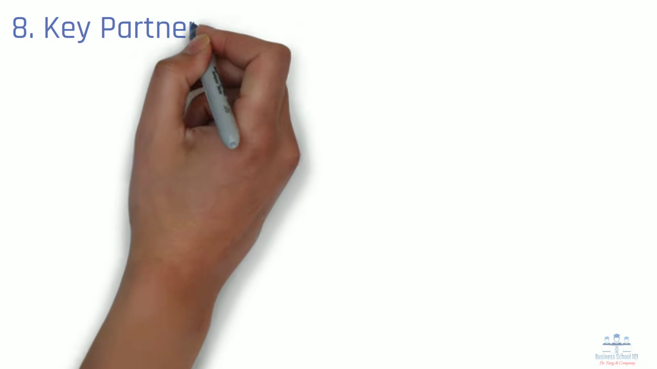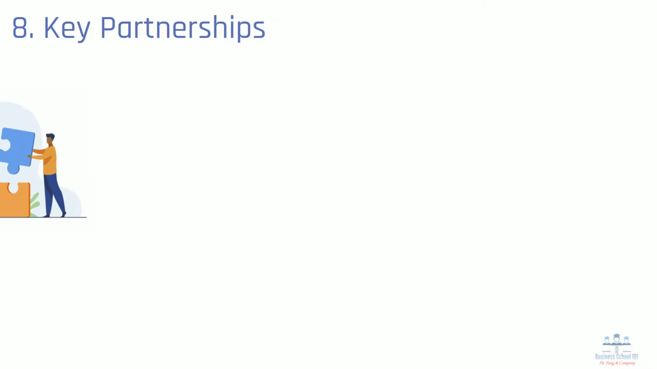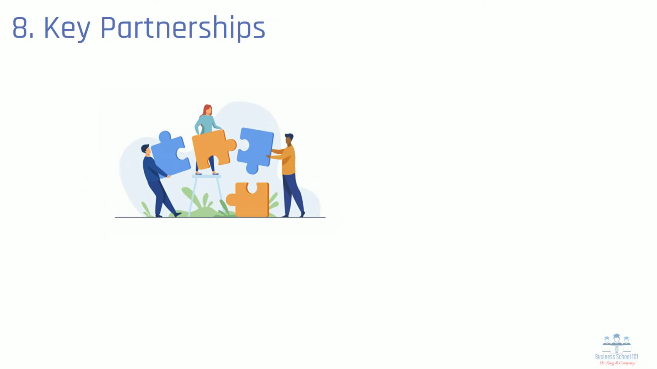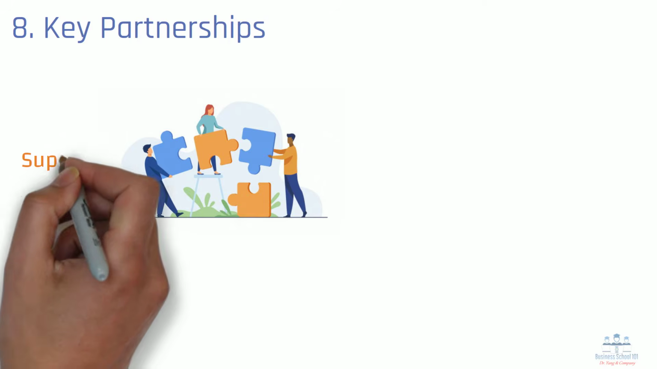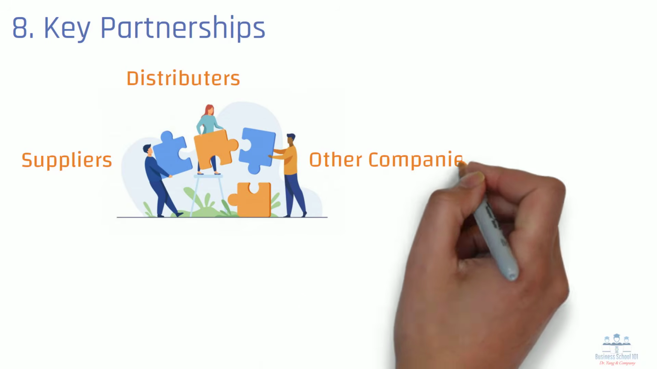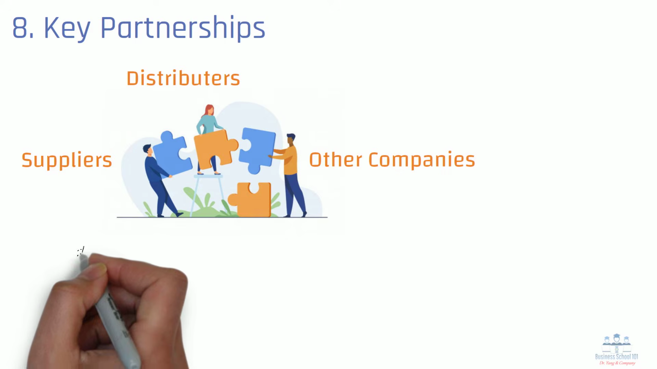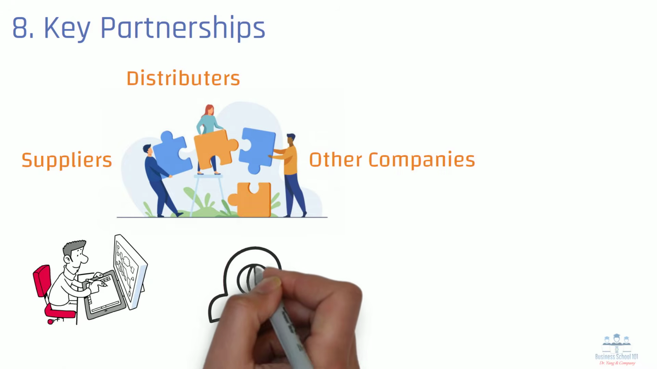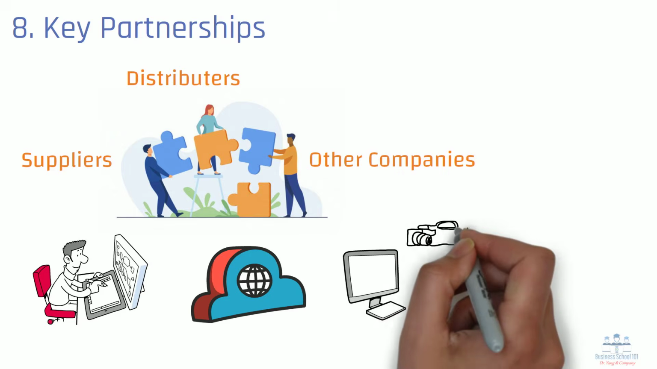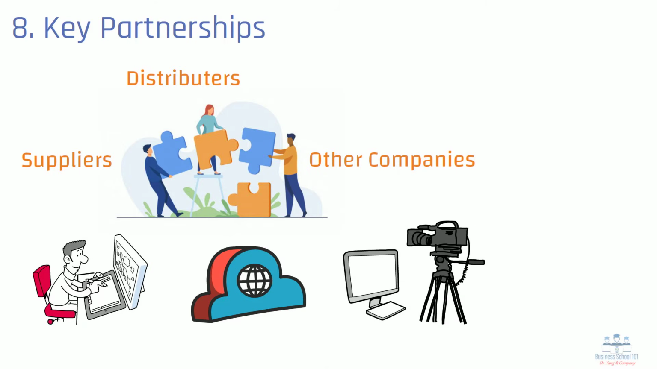Number 8. Key partnerships. This block identifies external partners who help the business succeed. Partnerships can include suppliers, distributors, or other companies that complement the business. Netflix partners with content creators, internet service providers, and device manufacturers to ensure its platform runs smoothly.